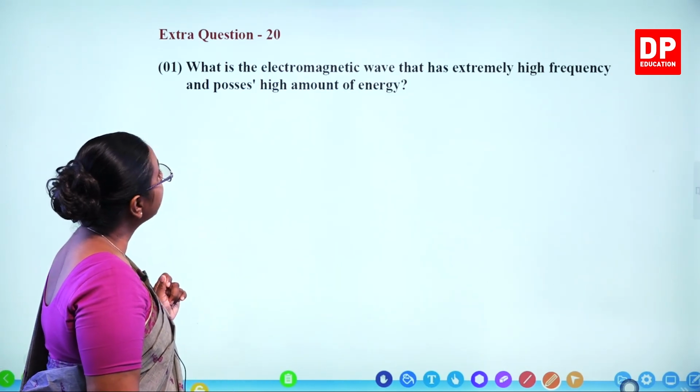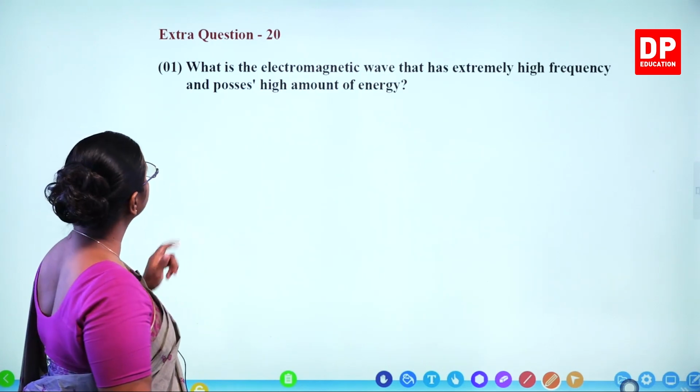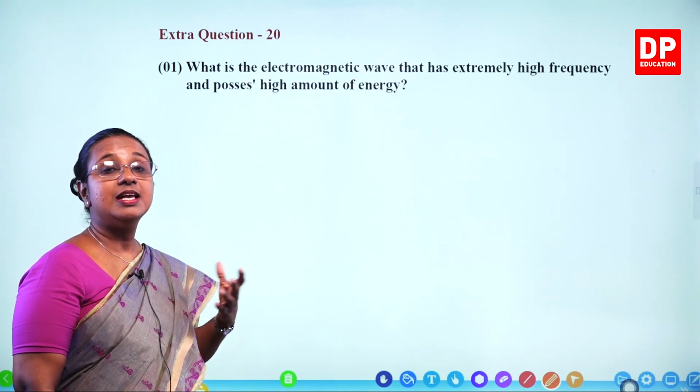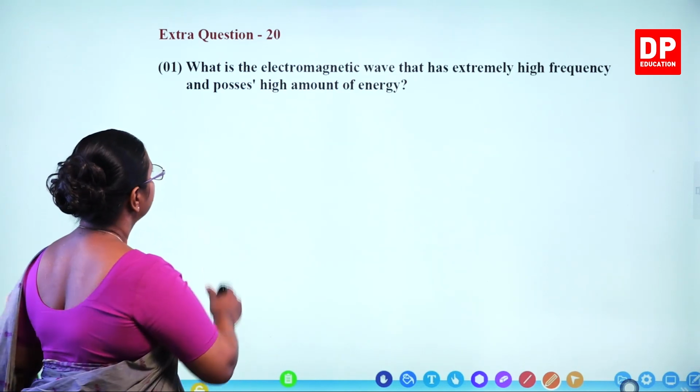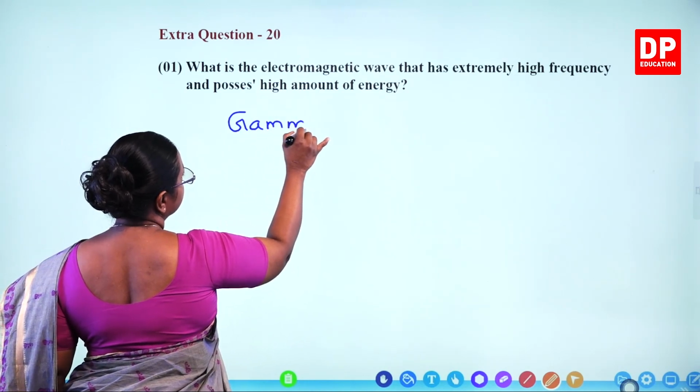So what is the electromagnetic wave that has extremely high frequency and possesses high amount of energy? That is gamma rays. So the answer here is gamma rays.